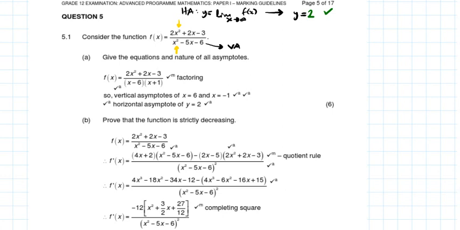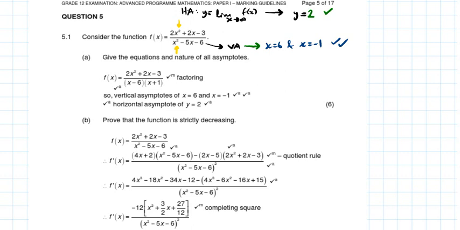And looking at the denominator, what makes the denominator 0 when we factorize? That's x equals 6 and x equals minus 1. There are two of them. So we got 2 of these here. And yeah, that's all.